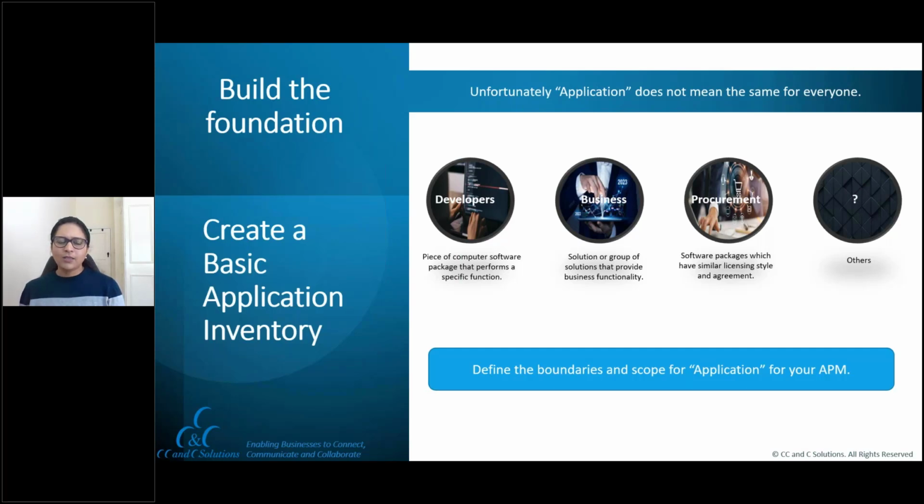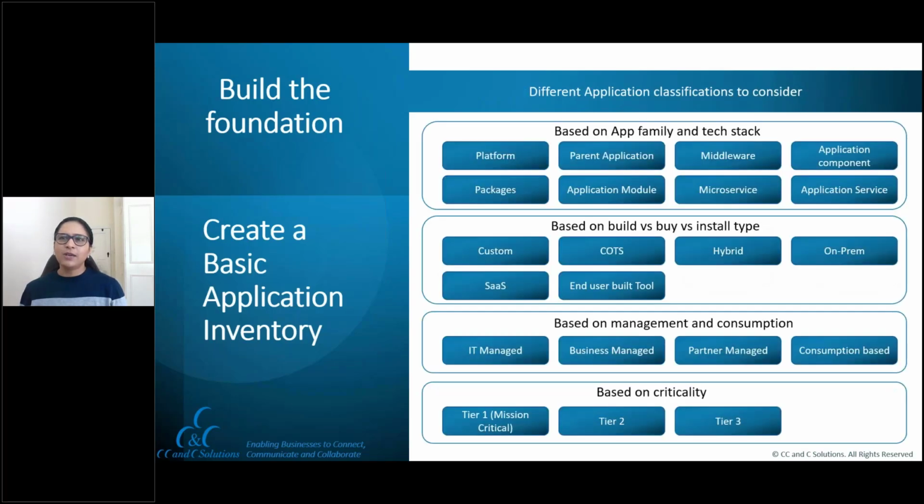So what do we do in that case? The best answer is to define and provide a boundary and a scope of what an application is for the APM that you're going to be managing. There's no right and wrong, there's a right answer for your organization. But where do we start? That is where we recommend starting with classifying these applications. List them all down and start looking at different aspects of classification.